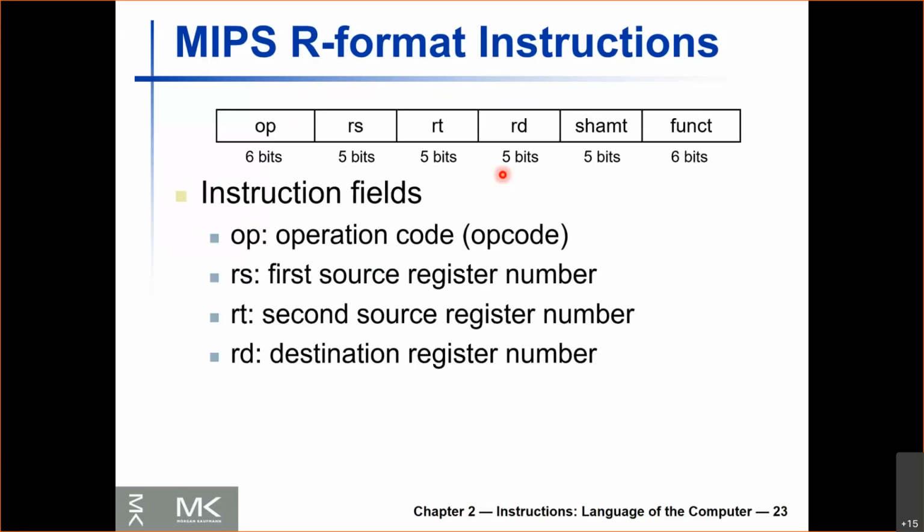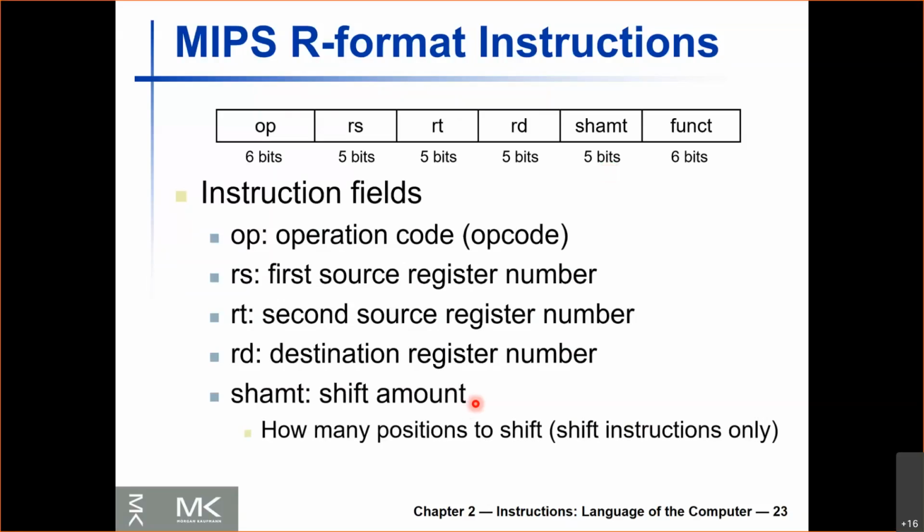Next, we have the shift amount. This is useful for shift instructions. This is also 5 bits, and the reason is that the maximum we will shift by is 2 to the power 5, which is 32. It doesn't make sense to shift by more than 32 because the whole word is 32 bits. If you shift it by 32, you've removed the entire value, so there's no point in shifting it more than that. So the shift amount is how many positions to shift, and this is only used for shift instructions.